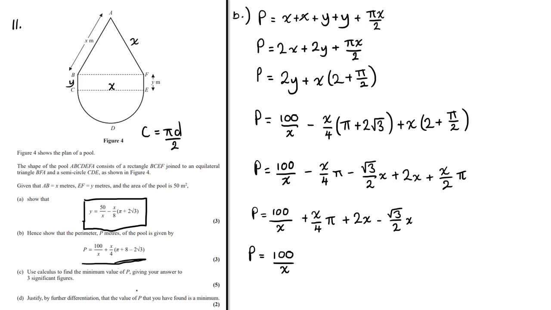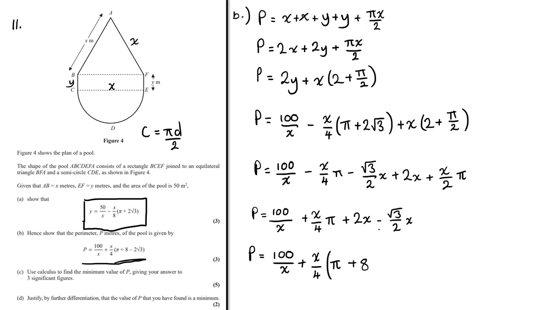And now we factor out the x over 4. So we factor out the x over 4. So I get plus x over 4. We've got the pi here, so that's great. X over 4, we factor that out, so that just leaves me with pi. Perfect. We've got the 2x. So if you factor out x over 4, what do I times x over 4 by to give me 2x? Well, that clearly must just be 8, because 8x over 4 gives you 2x.